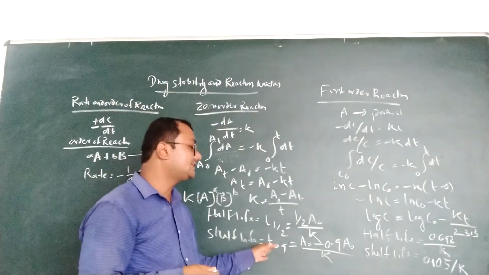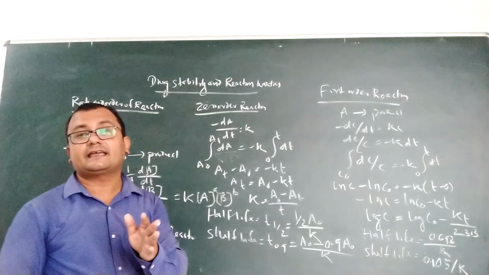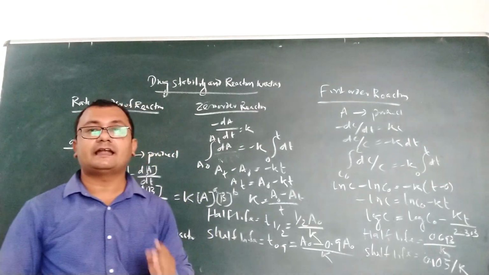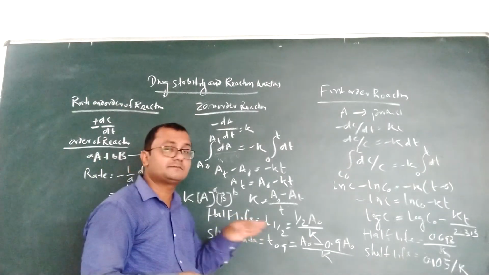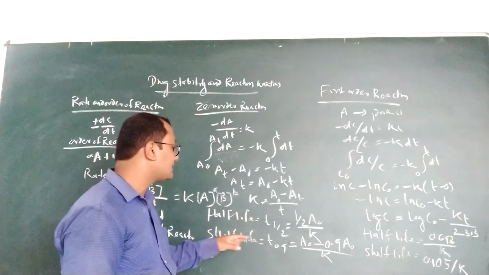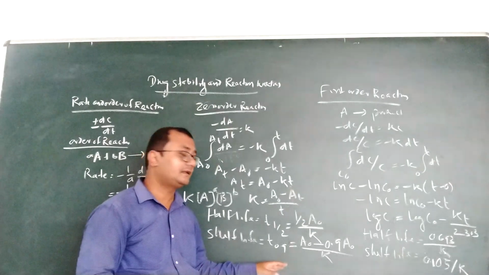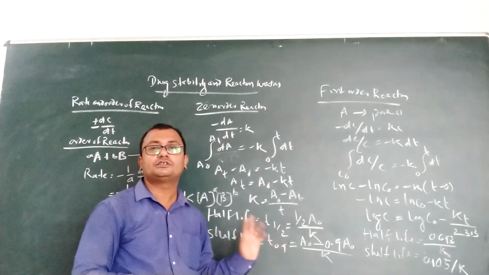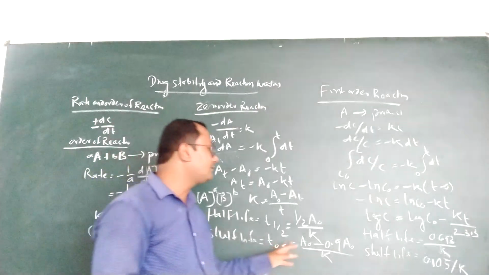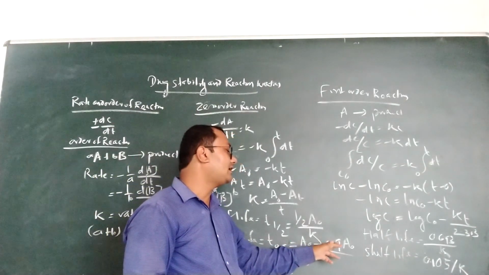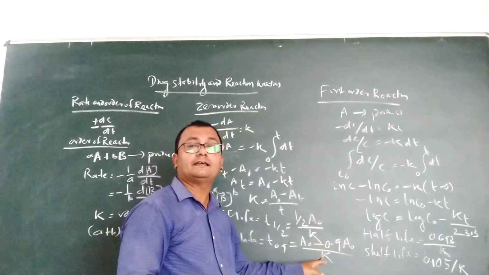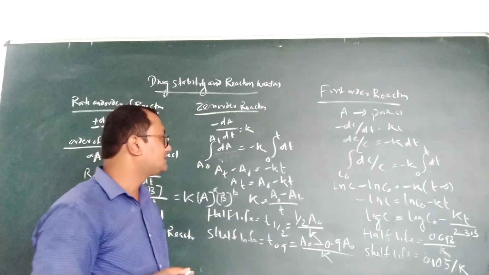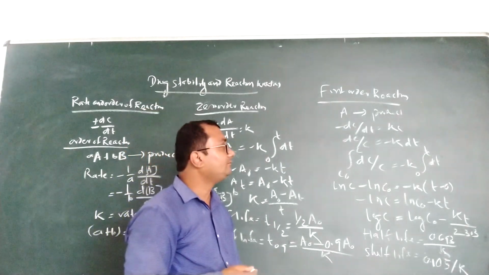Shelf life means the time taken by the reactant to complete 90% of the reaction. Half life means 50% of the reaction, and shelf life means 90% of the reaction. We can write t 90% or t 0.9, so that we get A0 minus 0.9 A0 divided by K. By this we can calculate the shelf life of the drug.